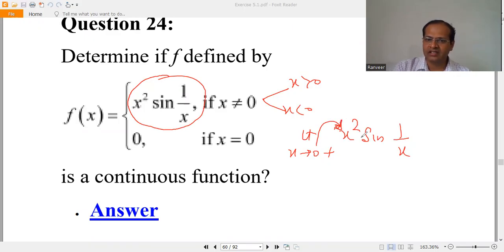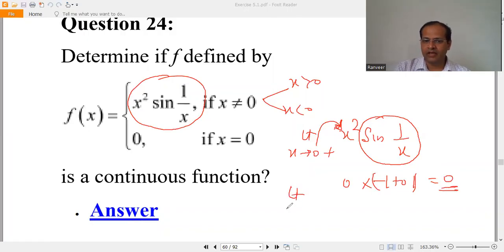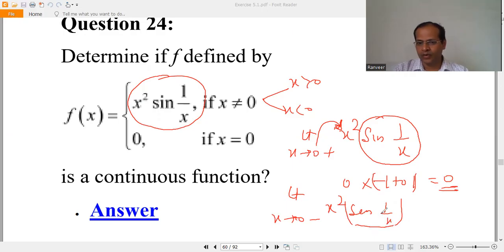Once we substitute here, this is 0, but 1 by 0 is not possible. This is very, very important. The range of sine is always between -1 and 1, and this number is 0, so this value is always 0. Similarly, the limit as x tends to 0 minus of x square sine 1 by x also lies between -1 and 1 times 0, so this is 0. And at the point x equal to 0, the given function is 0.